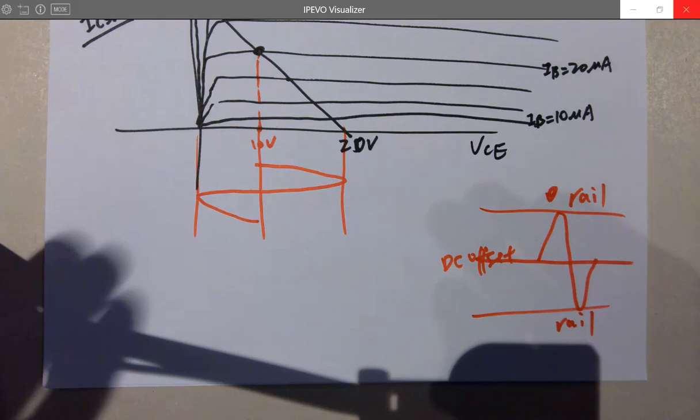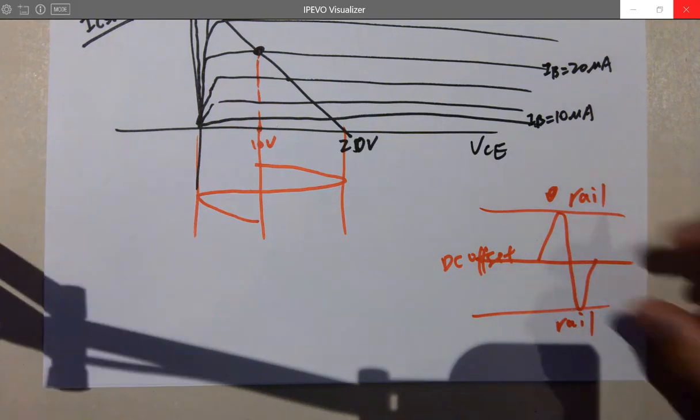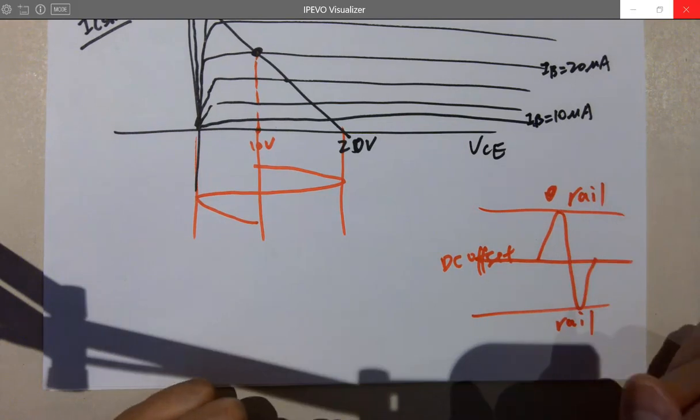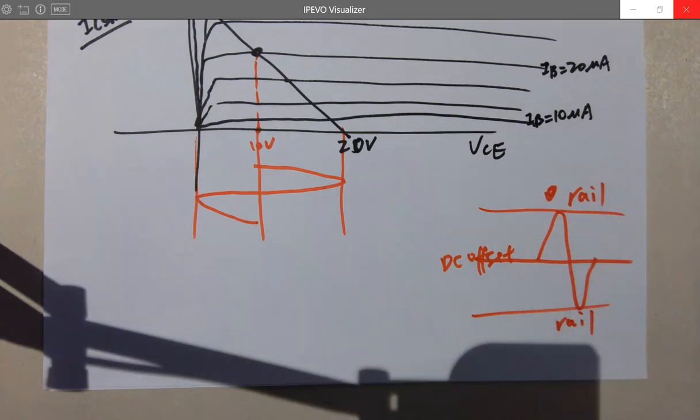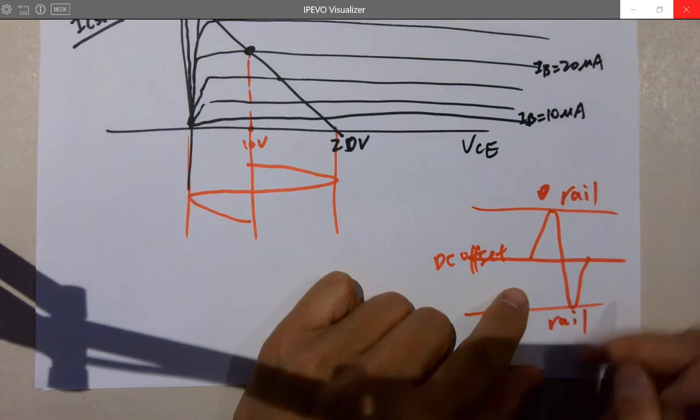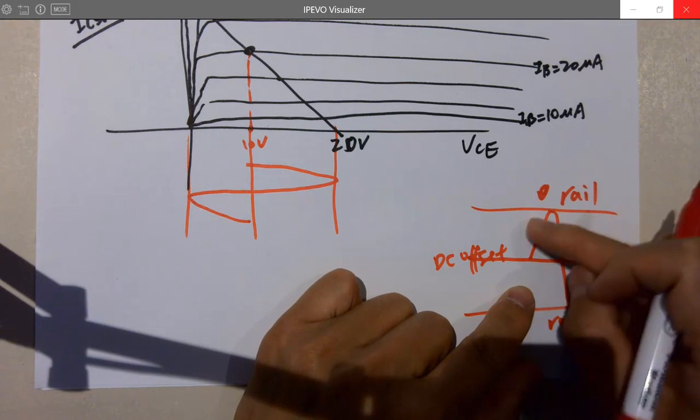So you want the top range here to be the same as the bottom range. Whenever the signal swings at the same amplitude on the two sides, you can still amplify it without distorting it, without clipping it.